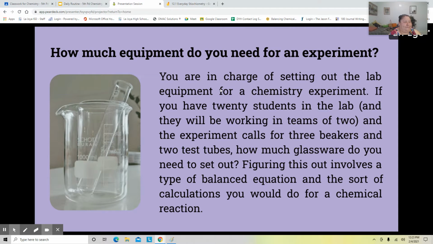Who's going to help? How much equipment do you need for an experiment? You are in charge of setting up the lab equipment for a chemistry experiment. If you have 20 students in the lab and they will be working in teams of two, and the experiment calls for three beakers and two test tubes, how much equipment do you need to set up? Figuring this out involves a collective balance equation and the sort of calculations you do for a chemical reaction.